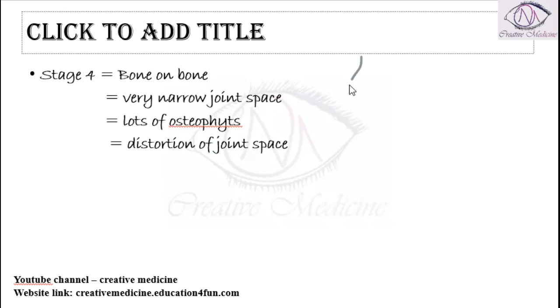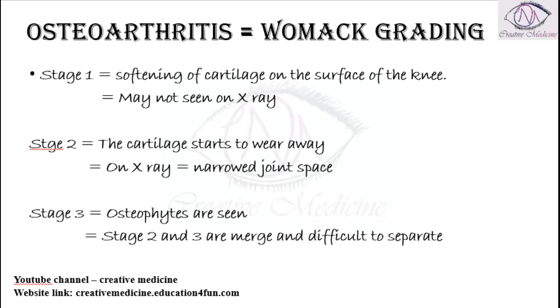Because there is very narrow joint space and lots of osteophytes, it looks as though one bone is present over the other. Whereas in stage 2 you see that the cartilage is worn away and, as a result, there is reduced joint space. So in most cases, these both look together, stage 2 and stage 3.